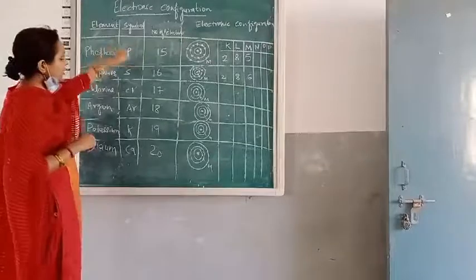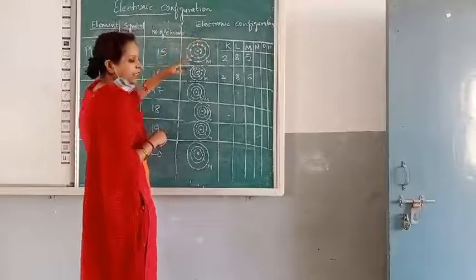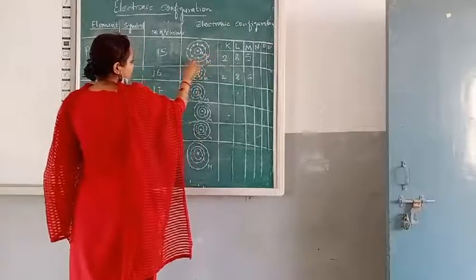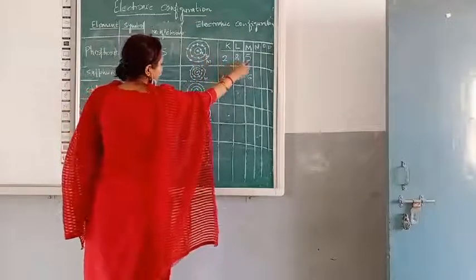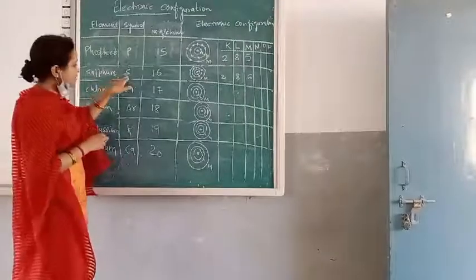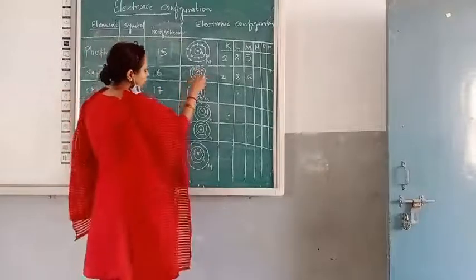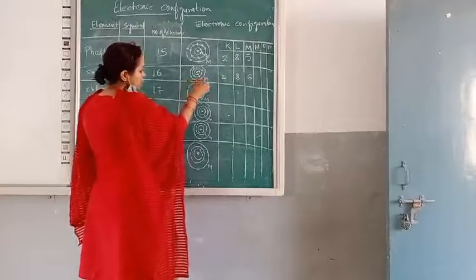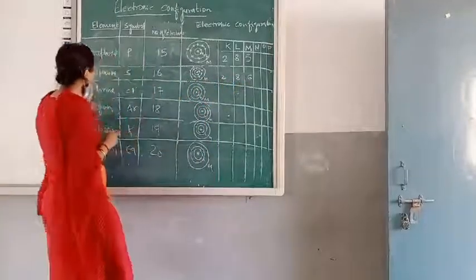In the phosphorus atom, there are 15 electrons present. So how can you distribute the electrons? 2 electrons in the K shell, 8 electrons in the L shell and the remaining 5 electrons in the M shell. So the electronic configuration will be 2, 8 and 5. Then next comes sulfur. Sulfur is denoted as S, and there are 16 electrons in a sulfur atom. Here you can see 2 electrons in the K shell, 8 in the L shell and the rest 6 electrons in the M shell. So 2, 8, 6 is the electronic configuration of sulfur.